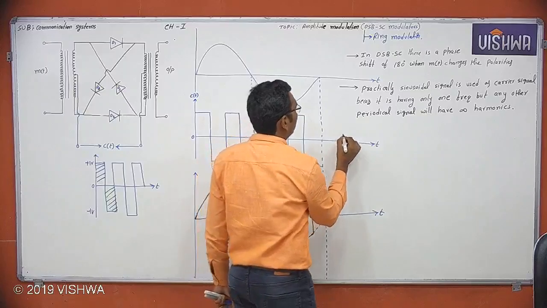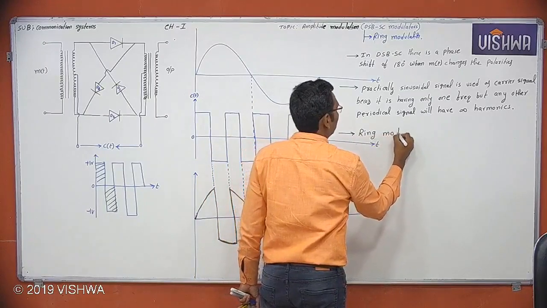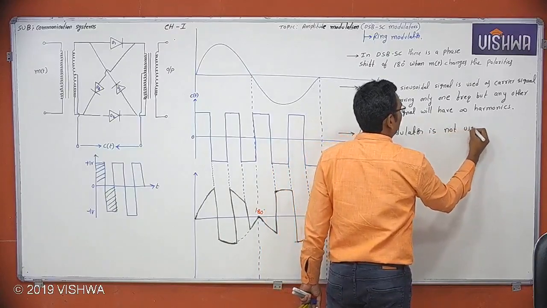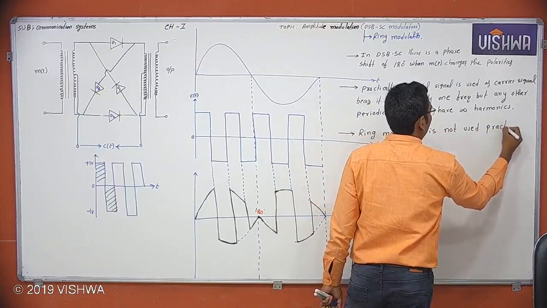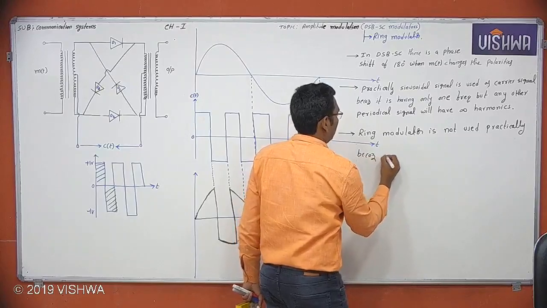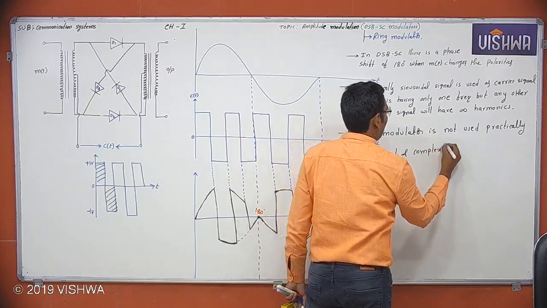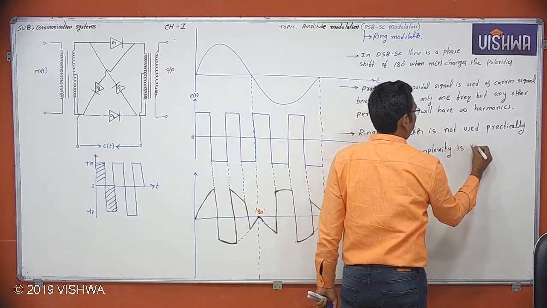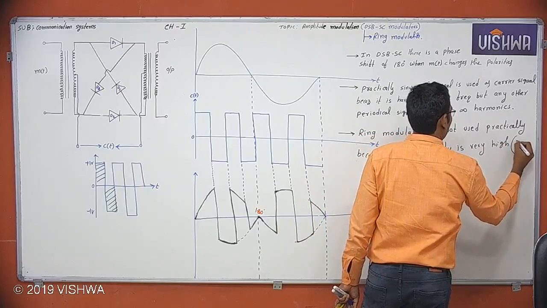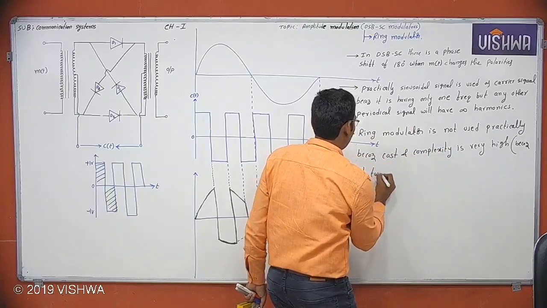And the ring modulator is not used practically because cost and complexity is very high, because of two center tap transformers.